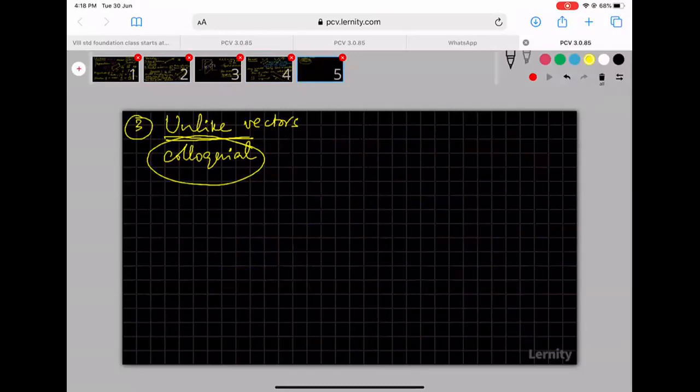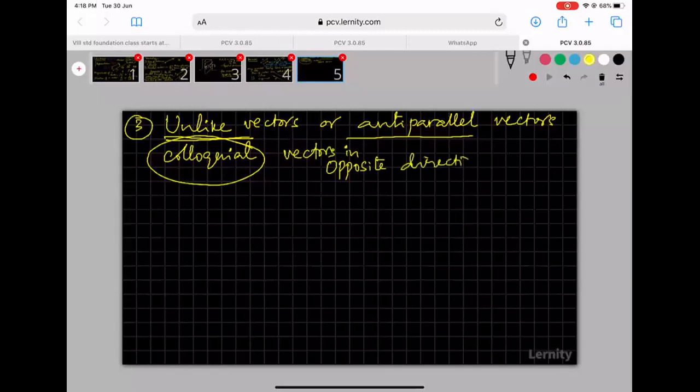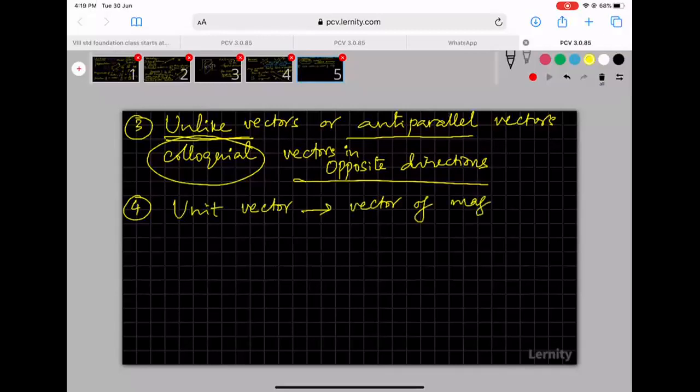But when you come across these words in any book that you're reading for your exam, unlike vectors or antiparallel vectors, treat them as opposite vectors, vectors in opposite directions. So unlike vectors or antiparallel vectors are vectors in opposite directions. Good. Next. What other terminologies can we think of? Say unit vector, we already saw the word though. Unit vector, a vector of magnitude 1.